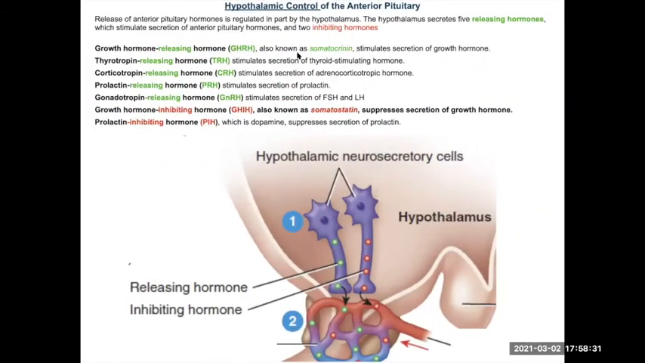All right, so that's your posterior pituitary, and that's very simple because really there wasn't anything going on but those neurosecretory cells releasing those two hormones. For the anterior pituitary, what we'll see here is that the hypothalamus is going to have 5 releasing hormones and 2 inhibiting hormones secreted from different neurosecretory cells that are going to control the release of endocrine cells in the anterior pituitary gland.